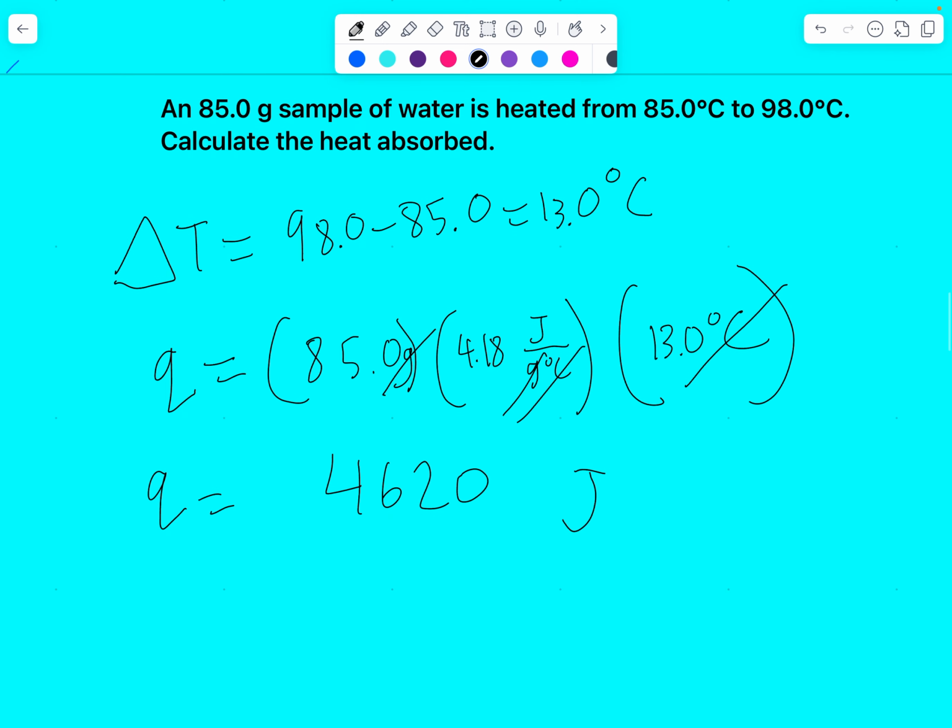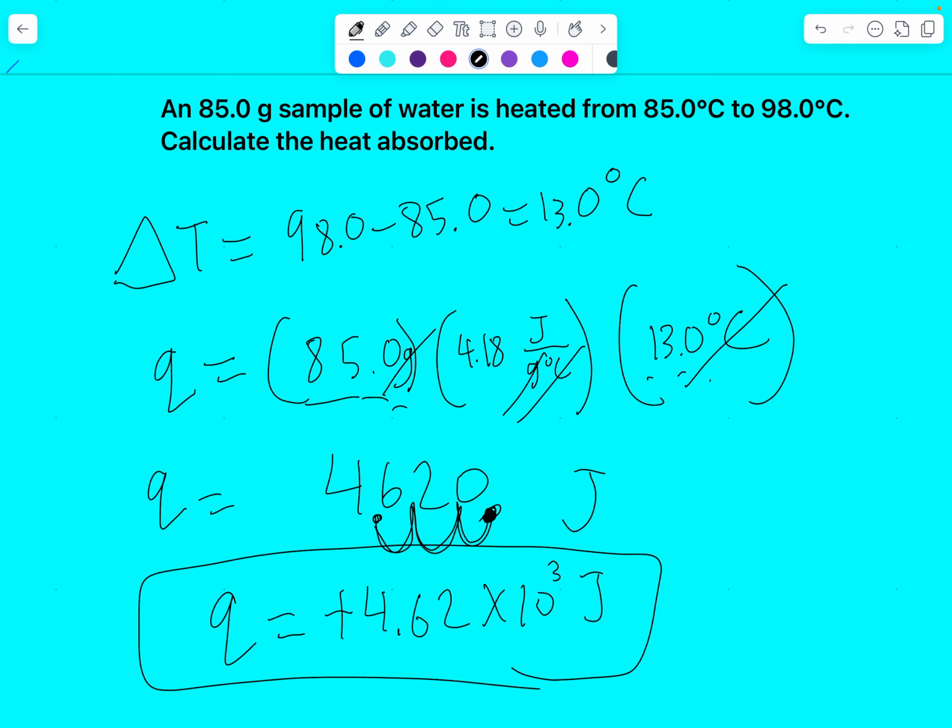Now, I know that it's positive, so I'm going to say Q equals positive. My decimal point would be right here. It's just invisible. And how many sig figs do I want, you guys? I want 3. So I'm going to move it 1, 2, 3. So I have 4.62 times 10 to the 3rd joules. So I got my decimal. This is just a classier way of saying it.